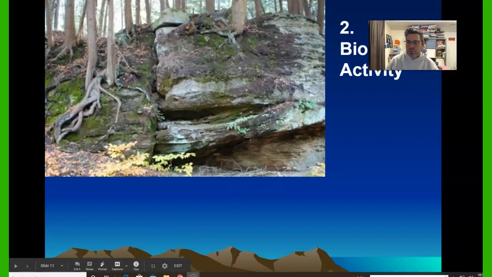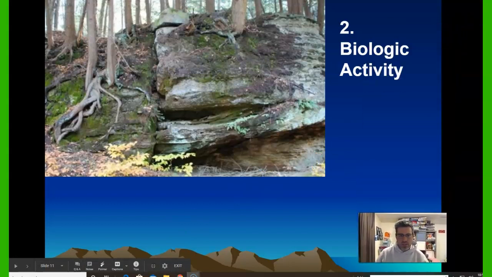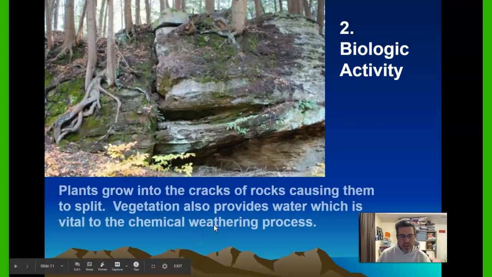Let me move myself down a little bit so you can see this a little bit better. If you notice here, what you see, guys, are trees, and you see the roots growing through the different cracks of this rock. Over time, the roots get bigger, they expand, and they crack the rock. Did the rock chemically change? No, it just broke. That's really mechanical or physical weathering at its finest.